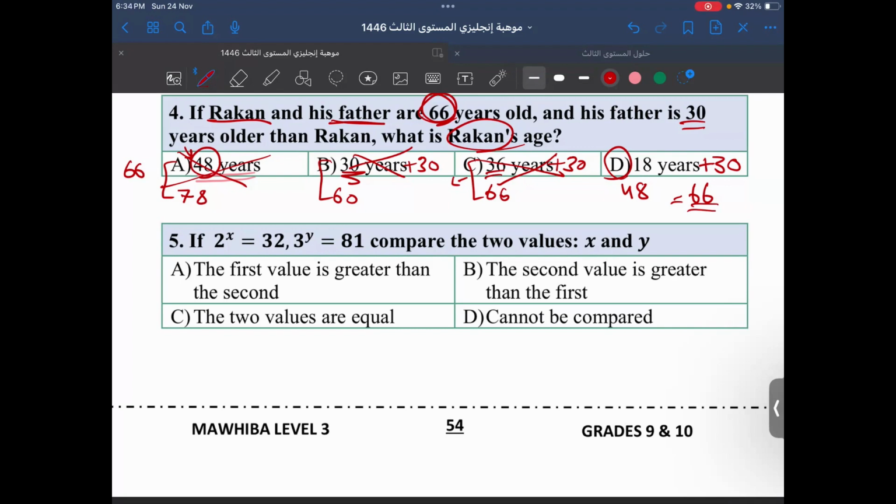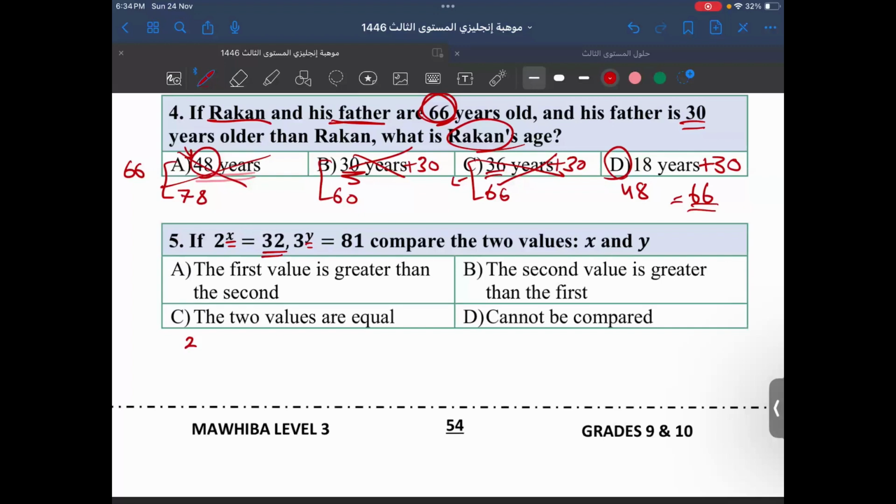If 2 to the power of x equals 32, 3 to the power of y equals 81. Compare the two values, x and y. Okay. So they want us to know the value of x and the value of y. How can I know that? So here, the power of the number means how many times should I multiply 2 by itself to get 32.